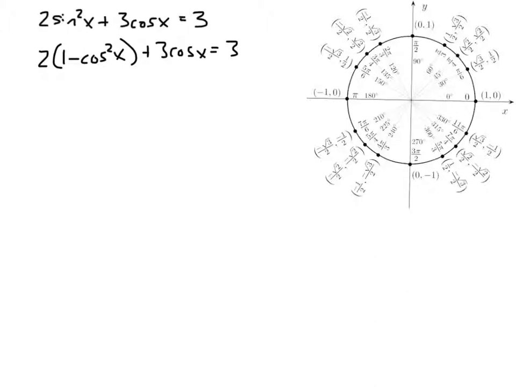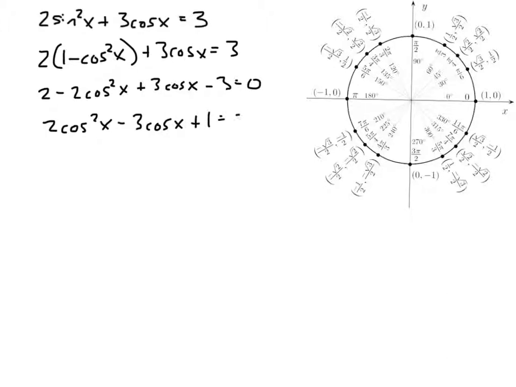Now I'm going to distribute, combine like terms, get everything on one side. So I've got 2 minus 2 cosine squared x plus 3 cosine x minus 3 is equal to 0. Now I'm going to move all of this stuff to the other side, or just change all the signs. So I end up with 2 cosine squared x minus 3 cosine of x plus 1 equals 0. The only reason I change all the signs is because I didn't want a negative 2 cosine squared. I didn't want my leading term to be negative.